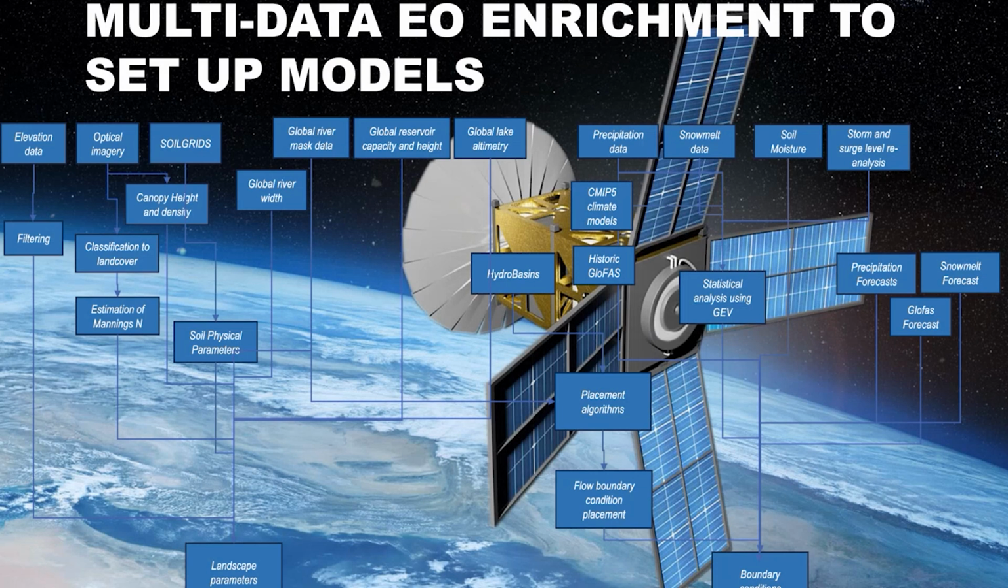We combine land use and SoilGrids data, which is a global soil physical parameter database. We use that to estimate the soil physical parameters, which is an important input for the infiltration modeling. For rivers, we developed our own global river database combining satellite and national data sets, as well as OpenStreetMap for some of the more detailed urban streams.